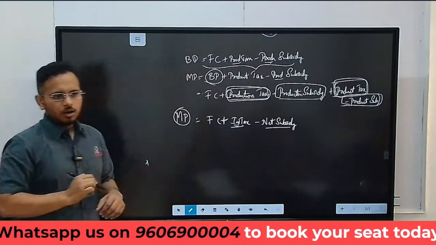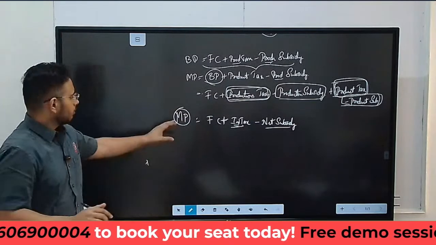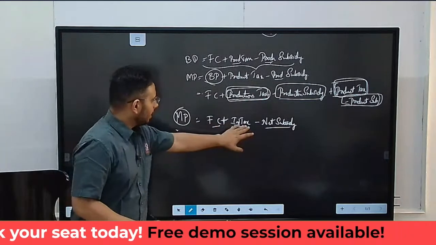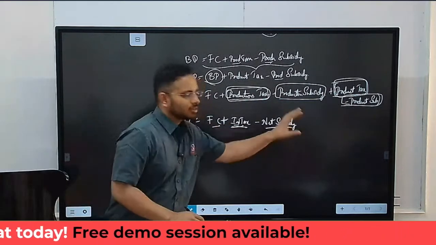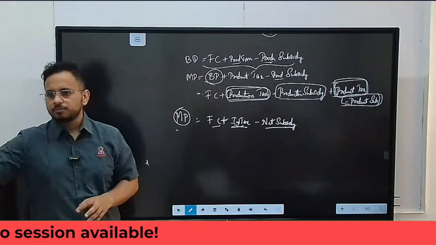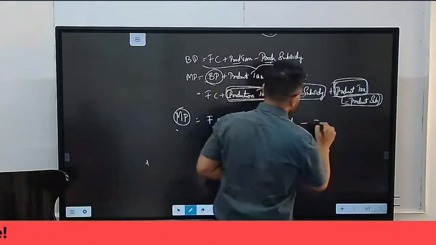formula to calculate, see, you will not have any numericals here. It is just the concept that you will have to understand. The formula for the market price will be factor cost plus indirect taxes minus subsidies. This is the third equation to remember.